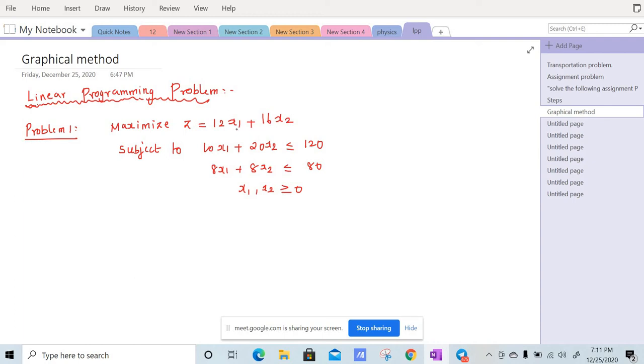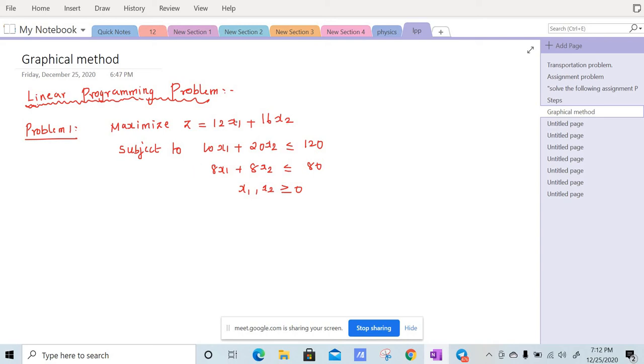For example, if I substitute x1 equals 1 and x2 equals 1, this will be 12 plus 16, so that will be 28, right? Now if we substitute x1 equals 1 and x2 equals 2, this will be 12 plus 32, which will be 48, right? But we cannot substitute x1 and x2 arbitrarily, right? Our x1 and x2 have to satisfy these three conditions.